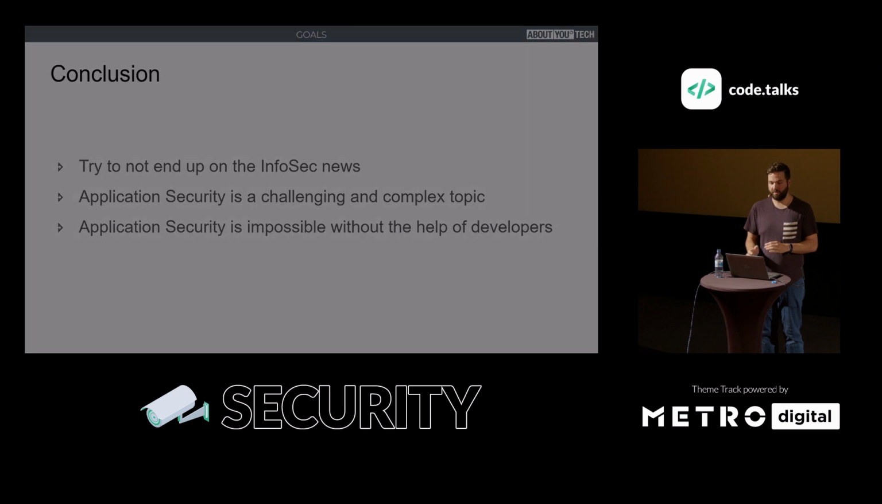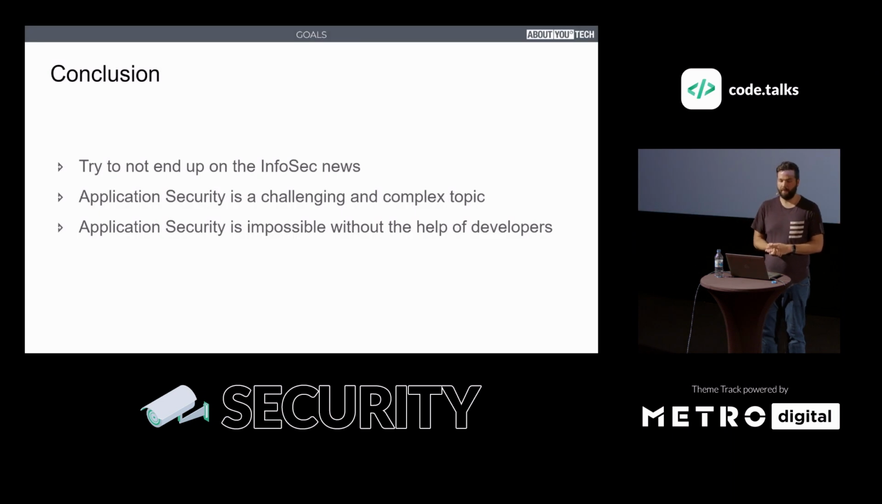Okay, this brings me to the conclusion of my talk. So try to not end up on the InfoSec news. Application security is a challenging and complex topic. And most importantly, application security is impossible without the help of you, the developers.